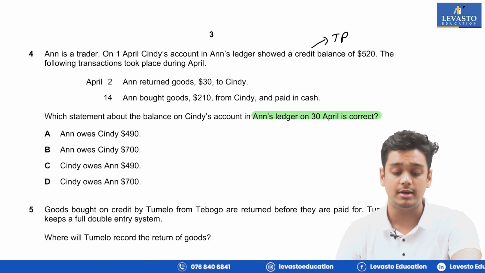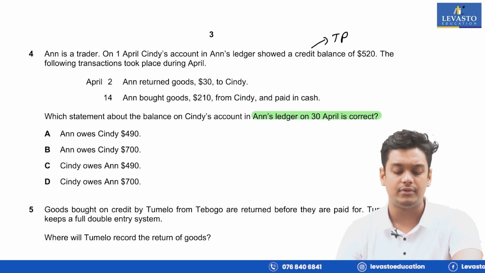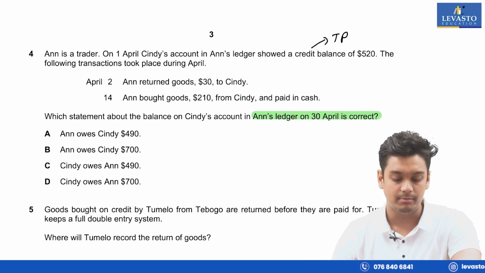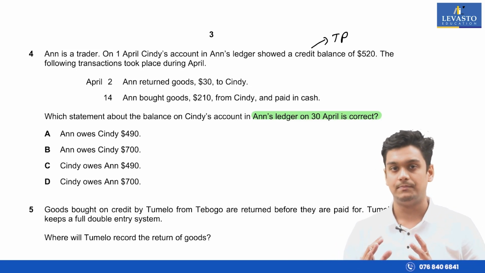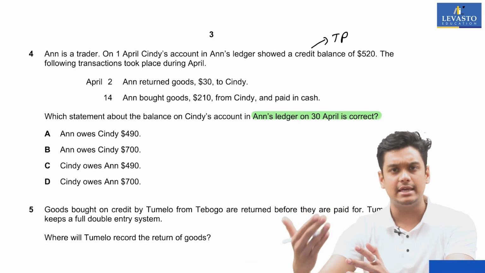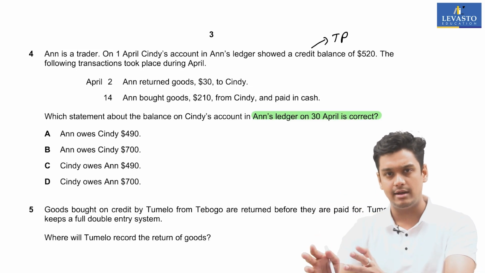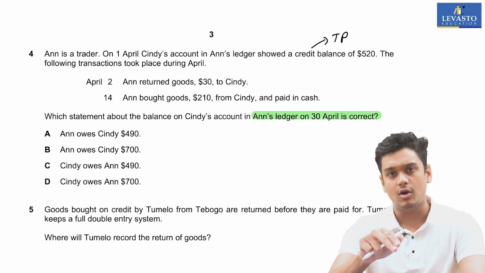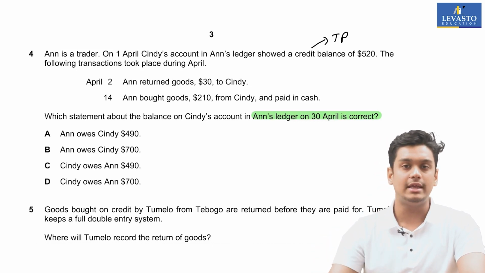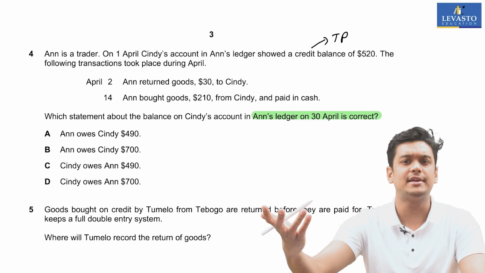So there was a balance of 520 and the following transactions took place. Returned goods worth 30 to Cindy and bought goods worth 210 from Cindy and paid in cash. Now listen to me very carefully. You might have a customer, you might have a supplier. You might do credit purchases, credit sales, cash sales. No issues. But when you categorize a person as a trade receivable or trade payable, we only record credit transactions in the respective accounts. Now, what does the adjustment on 14th April mention? It mentions 210 from Cindy and paid in cash. So that's a cash transaction.